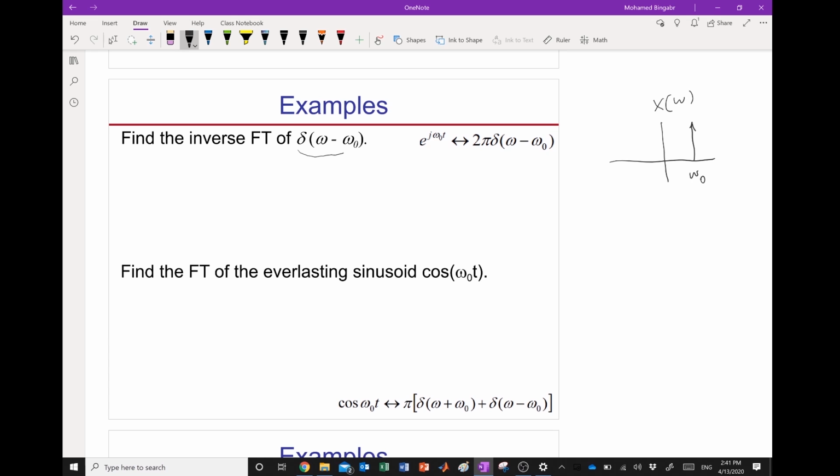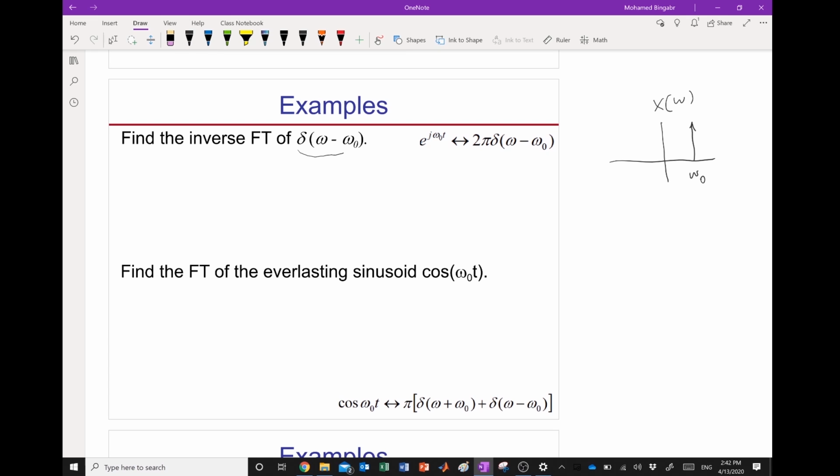Now we know in real life, we always said the magnitude of x of omega, or the spectral amplitude of a signal, is always even. So we should expect a 1 here, but we don't have it. The problem didn't have it. Let's see what will happen.